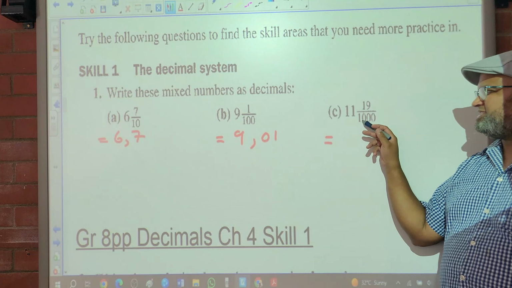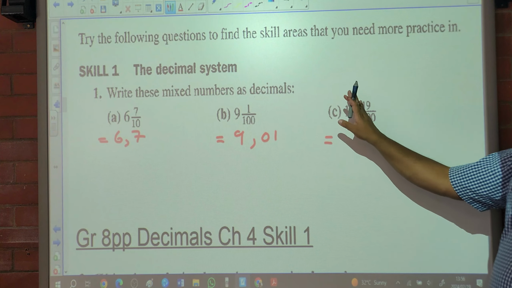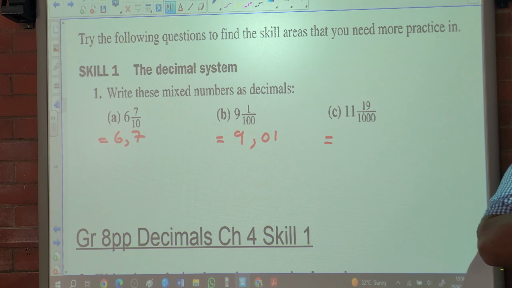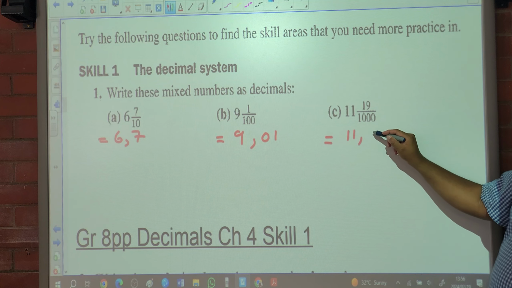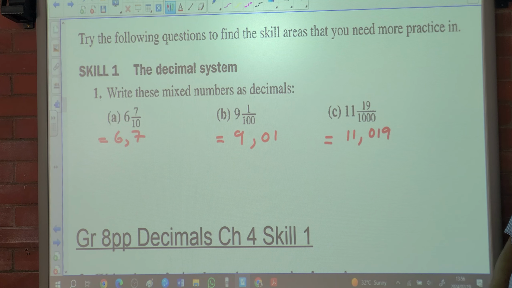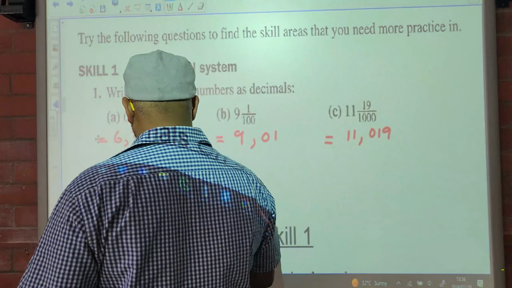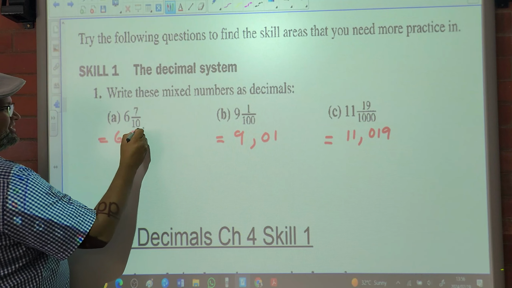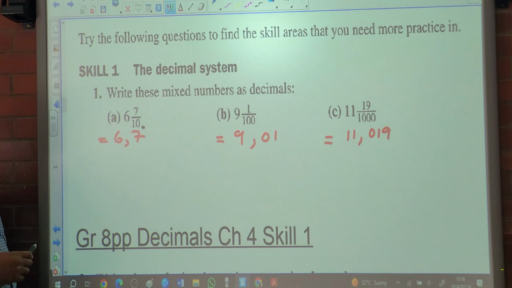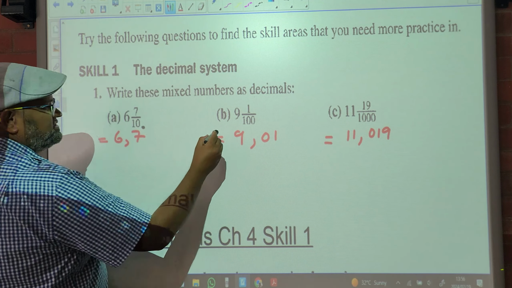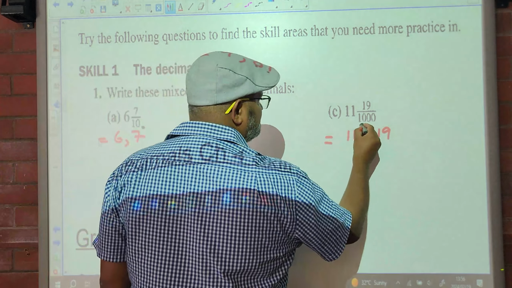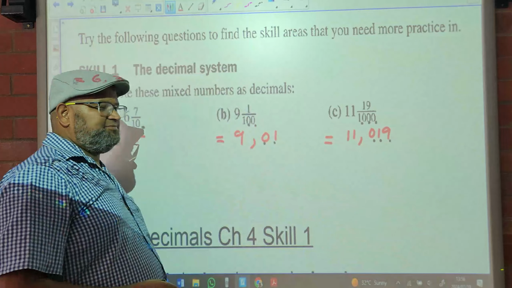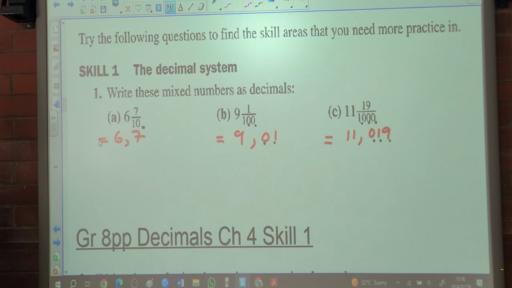The next one is 11 and 19 over 1,000. The 19 over 1,000 can be written as 0,019. So this is going to be 11,019. For those of you who are a bit confused, remember, 1 zero means 1 digit after the comma, 2 zeros means 2 digits after the comma. Can you see that, people? 3 zeros means 3 digits after the comma. You okay, Michael?